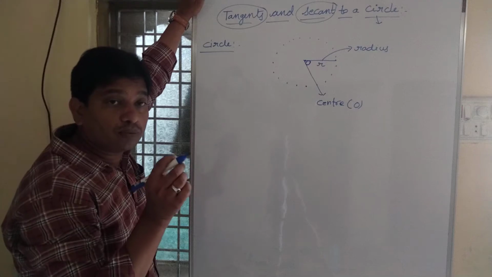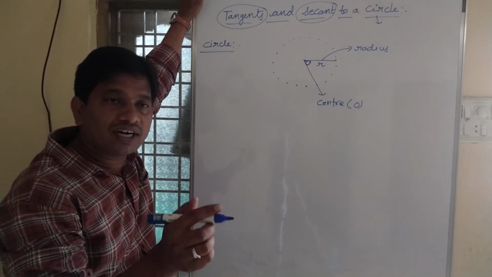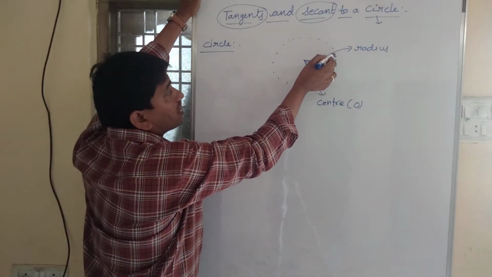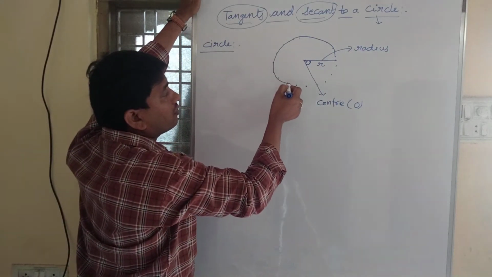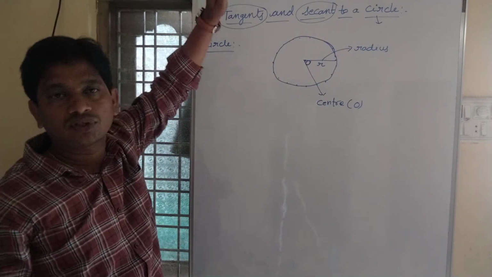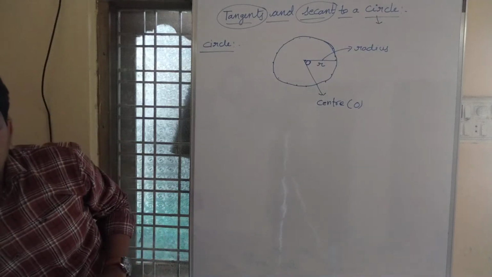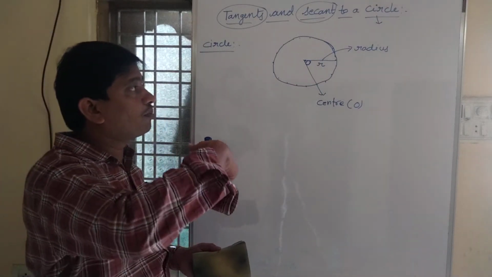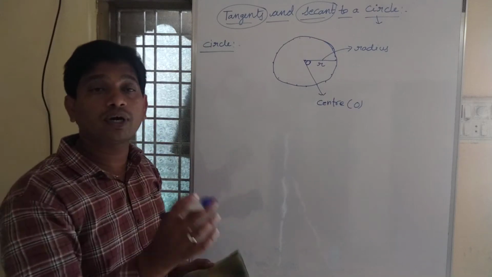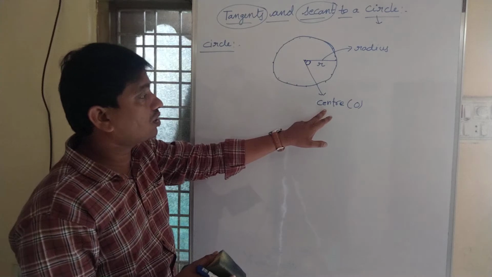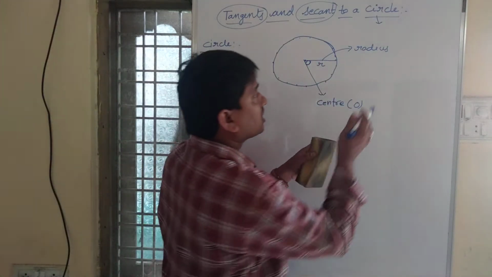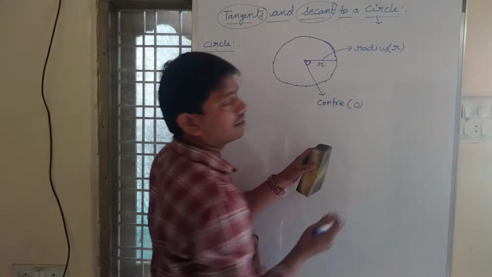Got it, children? What do you mean by circle? Circle is nothing but a collection of points in a plane which are all at a fixed distance from a fixed point. When we join all these points, you will get a circle. So, what is the definition of circle? A circle is a collection of points in a plane which are all at a fixed distance from a fixed point. That fixed point is called the center of the circle, and that fixed distance is called the radius of the circle. It is represented by R.